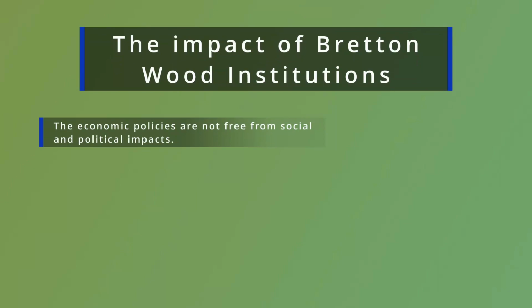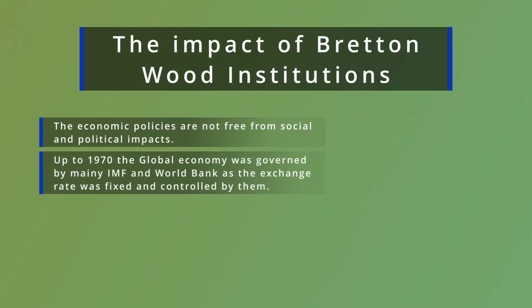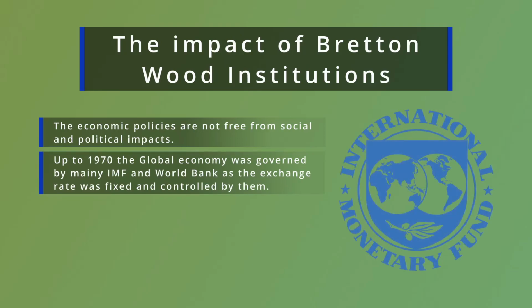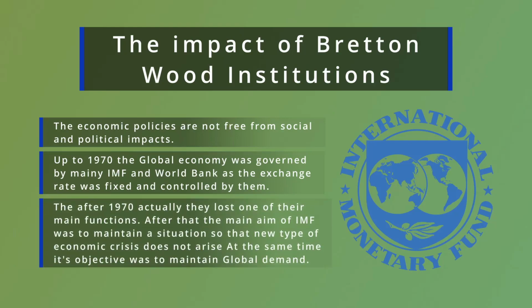Now, economic policies are not free from social and political impacts. Up to 1970, the global economy was governed mainly by the IMF and World Bank, as the exchange rate was fixed and controlled by them. After 1970, they actually lost one of their main functions. After that, the main aim of the IMF was to maintain a situation so that new types of economic crisis do not arise.